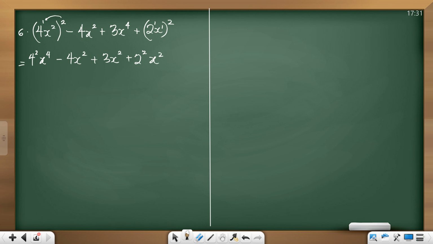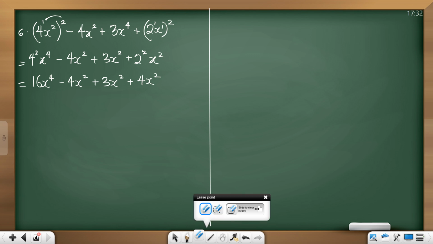And we are now just going to simplify. 4 to the power 2 will be what? 16. So what is our 4 to the power 2? 16x to the power 4 minus 4x to the power 2 plus 3x to the power 4 plus 4x to the power 2. Sorry, this is 3x to the power 4.